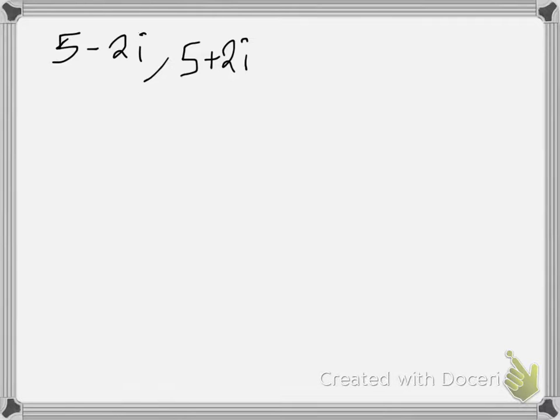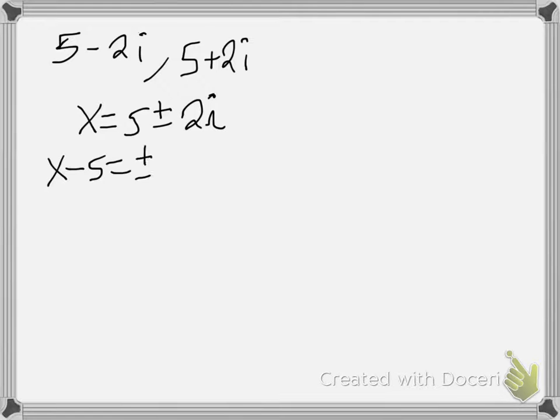So, what does that mean? That means that I know that eventually I ended up with x equals 5 plus or minus 2i as an equation. Well, I want to undo this and put it back into something that equals 0. Okay? So let's move the 5 over first. So I'm going to have x minus 5 equals plus or minus 2i.